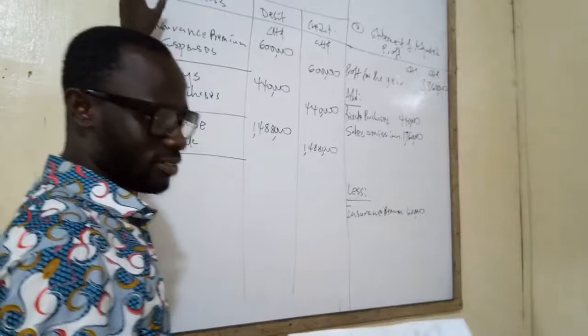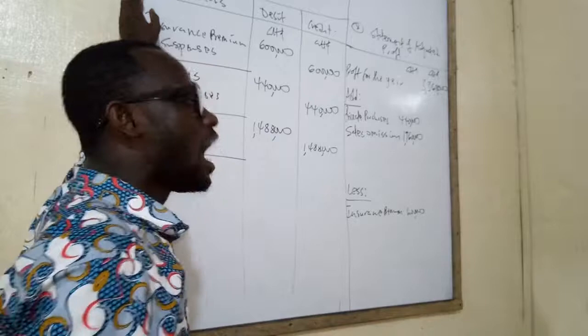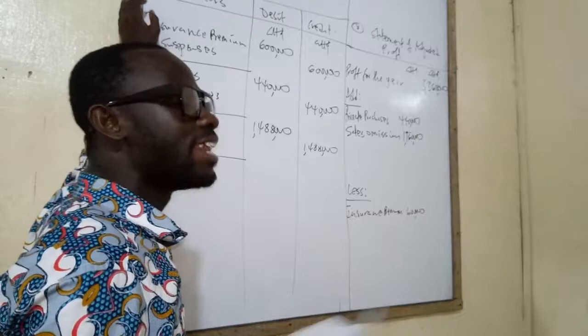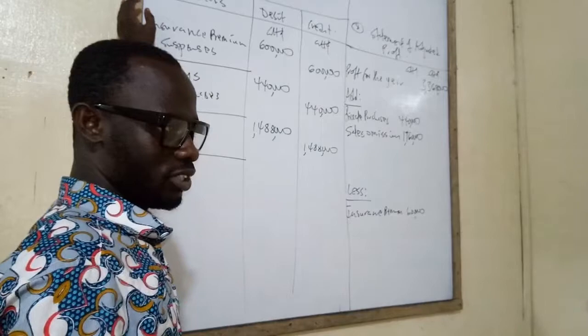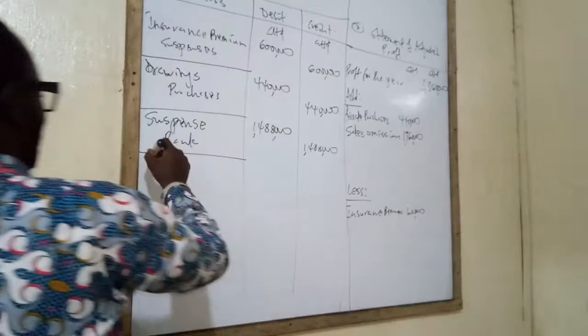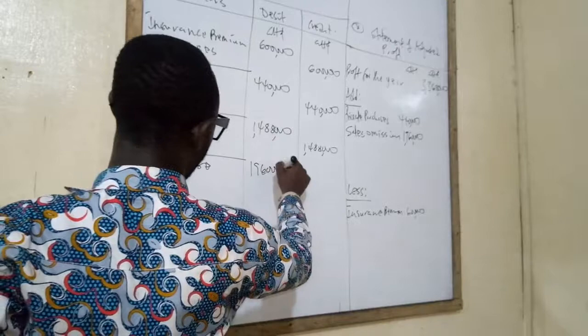Where is the error occurring? How do you correct the error? Credit the sales. And debit what? So it was only one entry. So suspense 1,960,000, sales.